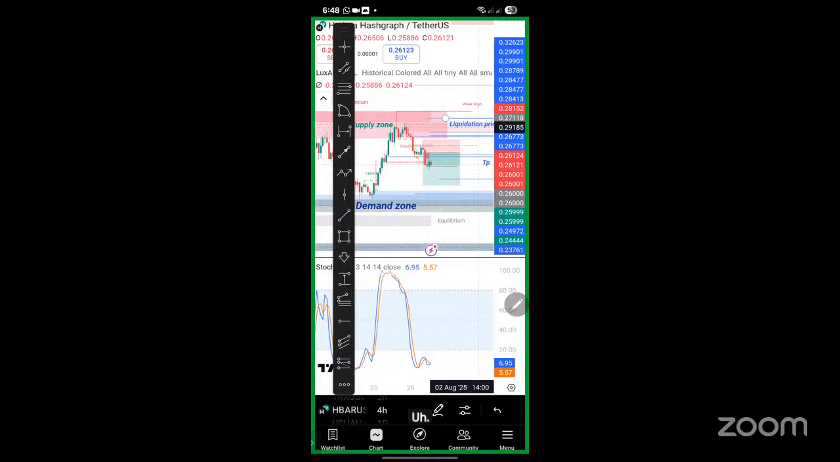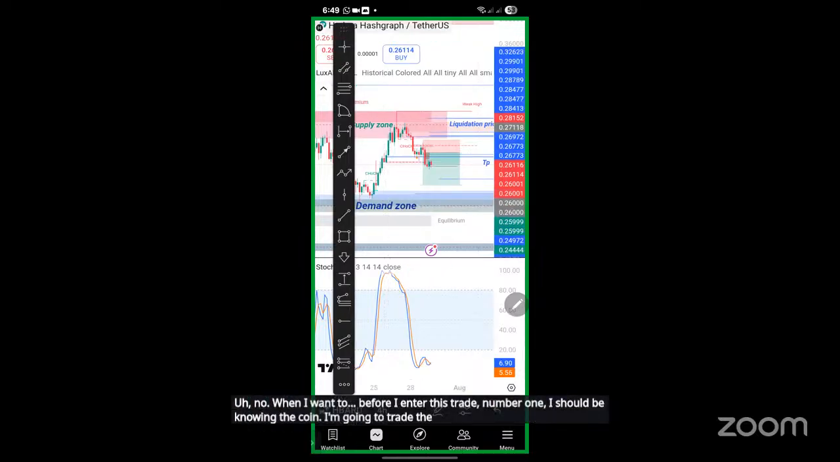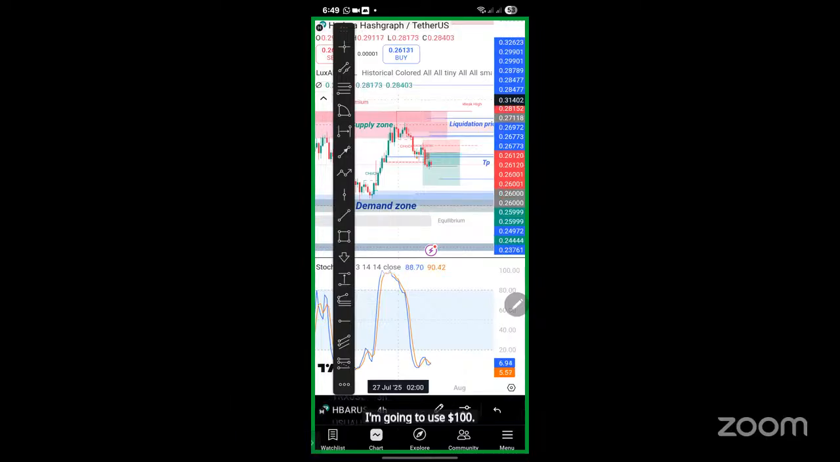Now, before I enter this trade, number one, I should be knowing the coin. I'm going to trade the HBAR. You are just making a recap of yesterday's lesson. I'm going to trade HBAR. I'm going to use $100.